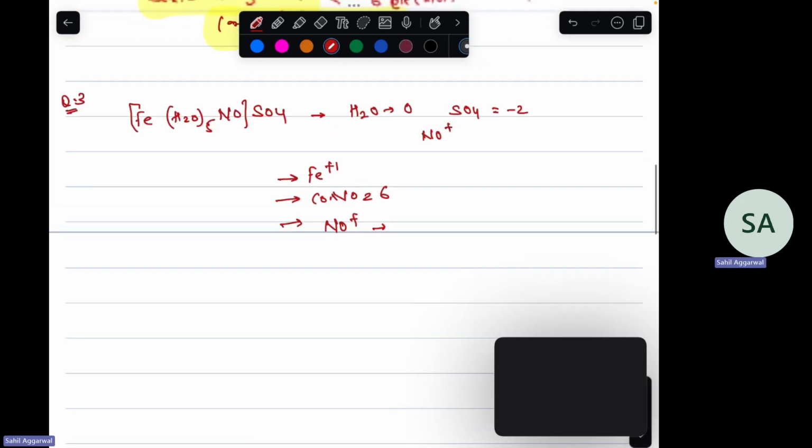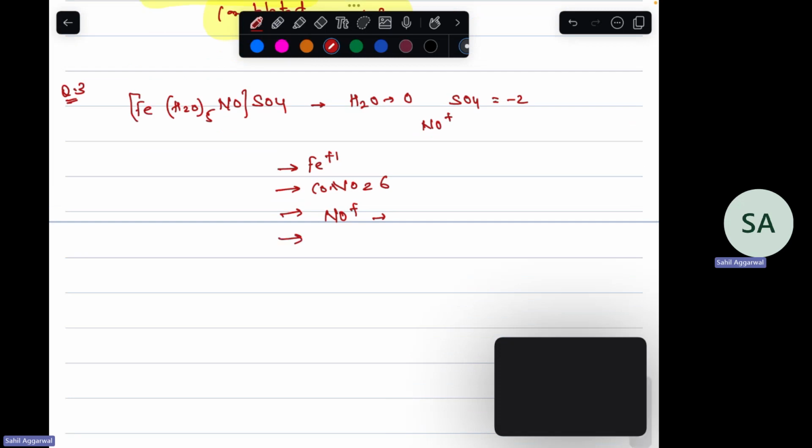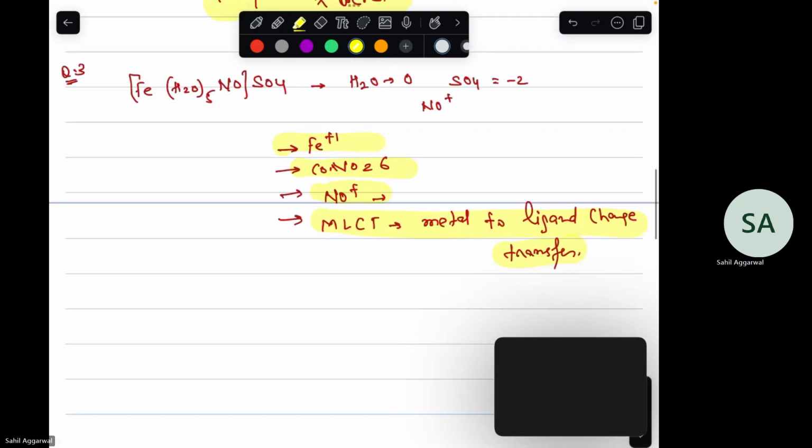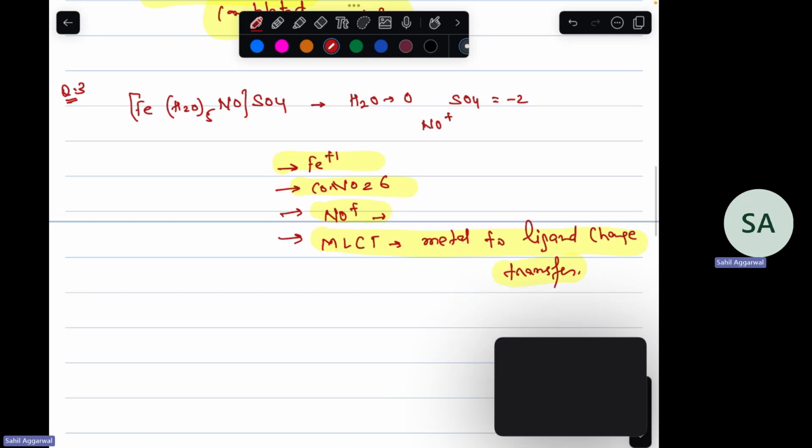Its brown color is due to d-d transition? No, it is not due to d-d transition. It is due to MLCT, that is metal to ligand charge transfer. Metal to ligand charge transfer. So A, B, C would be correct.